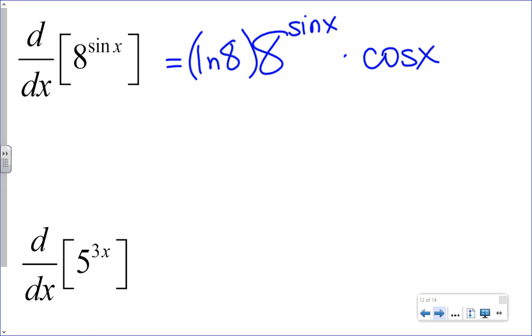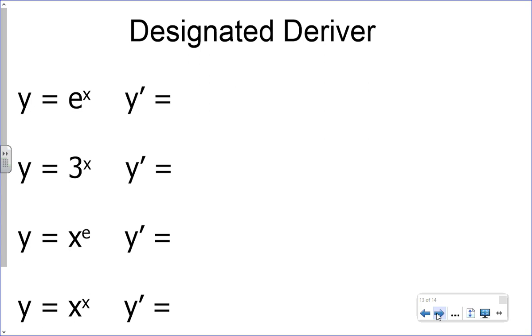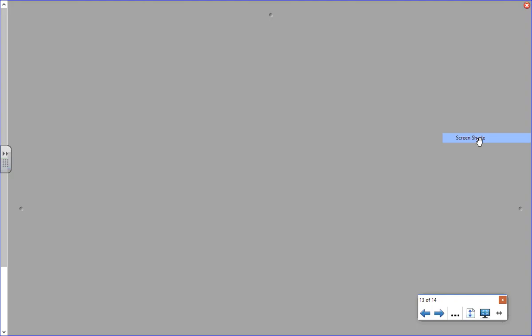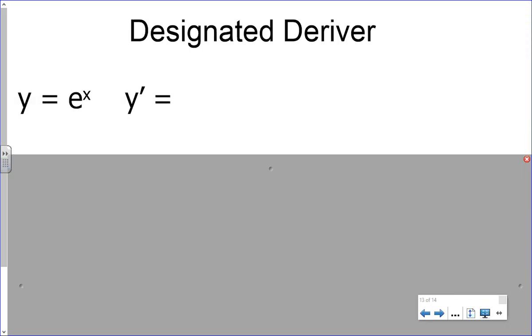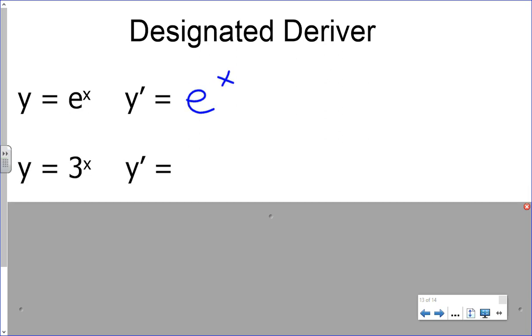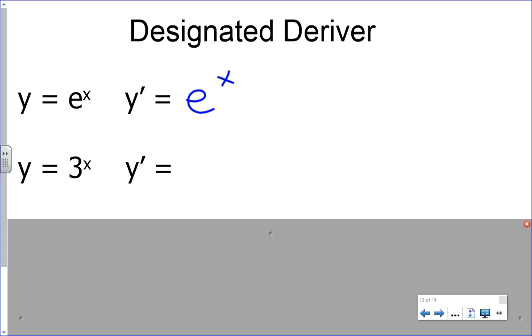Okay? Now, I want to sort through a couple things here. We have a lot of rules, and I want you to just notice a couple things. Okay. E to the x, what is that derivative? E to the x. Three to the x, what's that derivative? 3 to the x, natural log of 3.